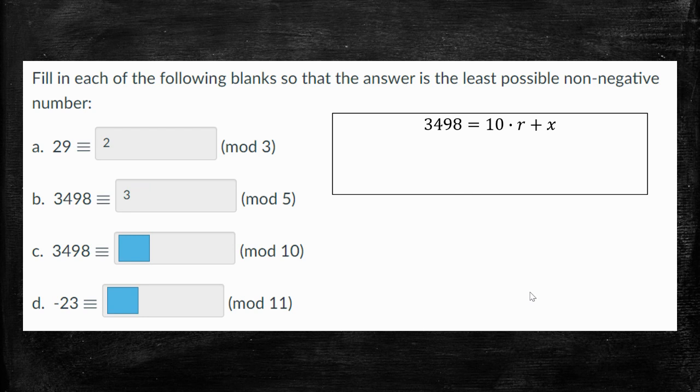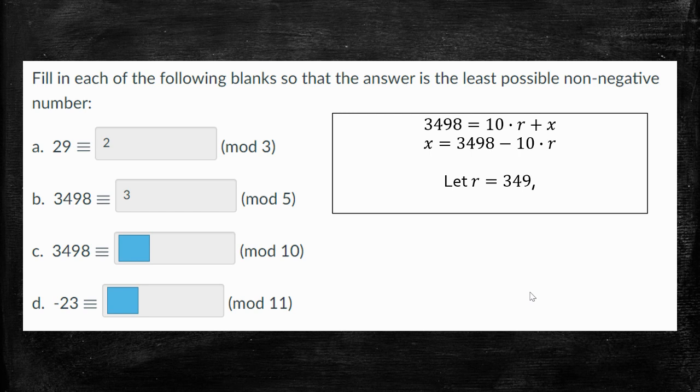3,498 is equivalent to some number mod 10. So in other words, when I divide 3,498 by 10, what is the remainder? This will be different than B. In B, we were dividing the same number by 5, now we're dividing it by 10. So 3,498 is equivalent to 10 times some number plus our remainder, which is what we're looking for. So we can rewrite that. It turns out that 10 divides into 3,498 349 times with a remainder of 8.